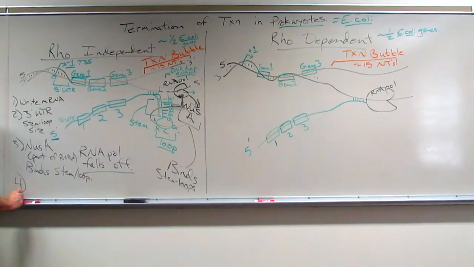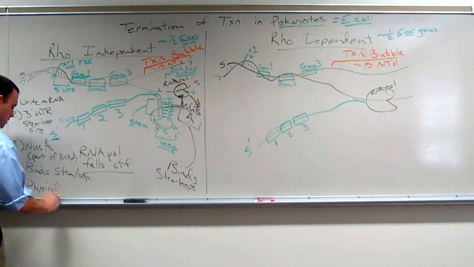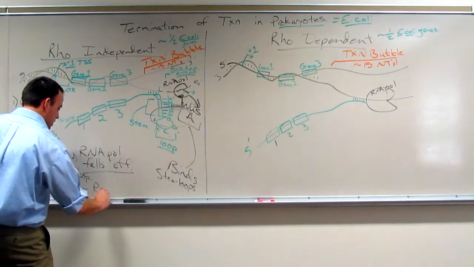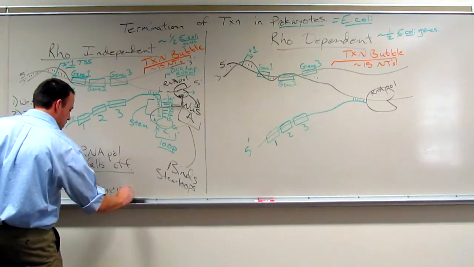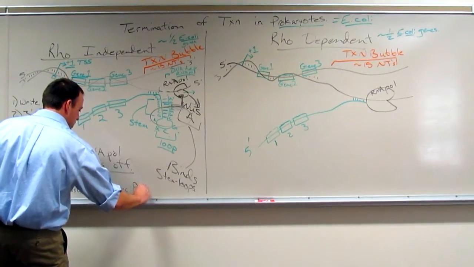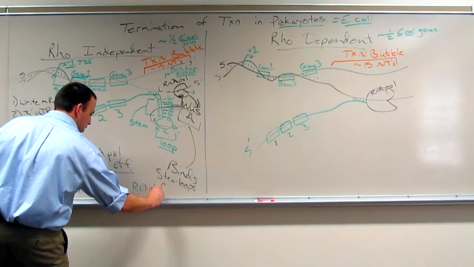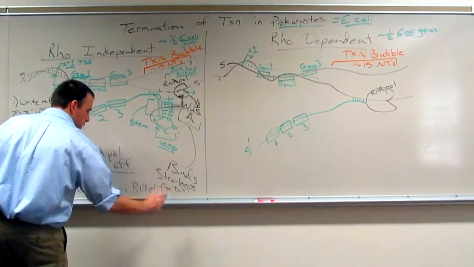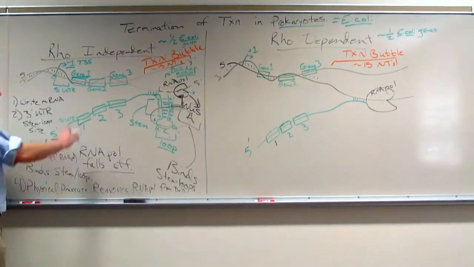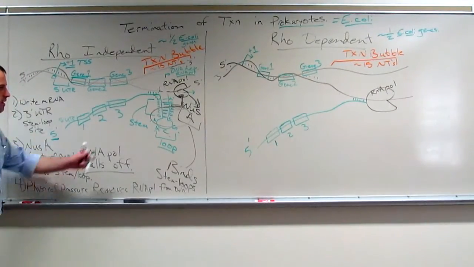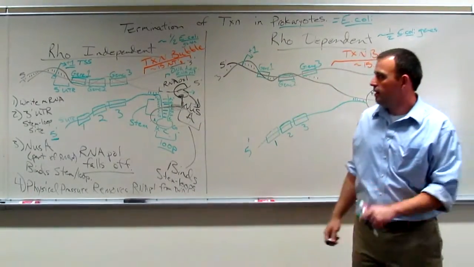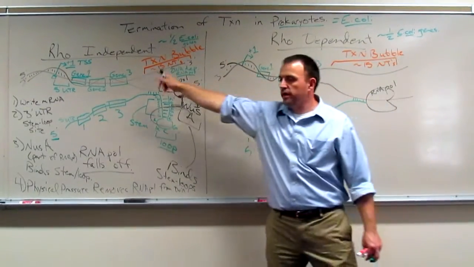And 4, that physical pressure removes RNA pol from the DNA. Simple as that. Totally unique, totally easy to do. Biological wonder. What's going on with Rho? So that was Rho independent.